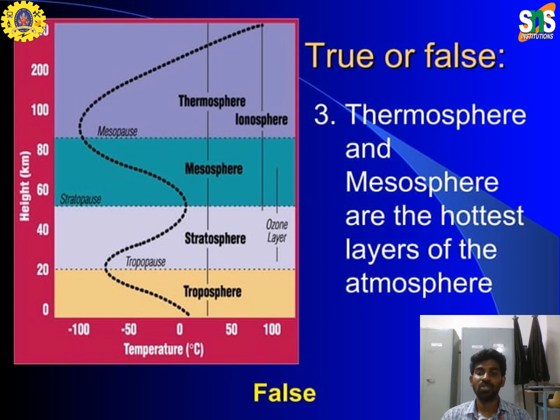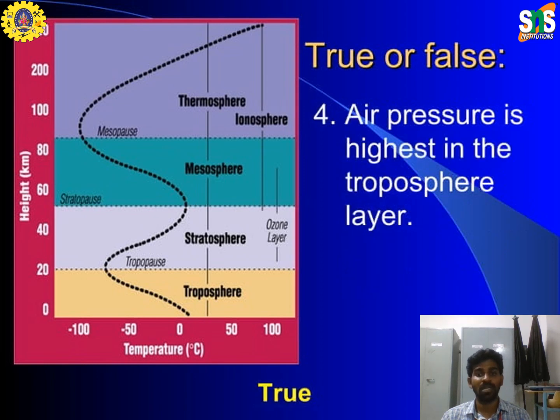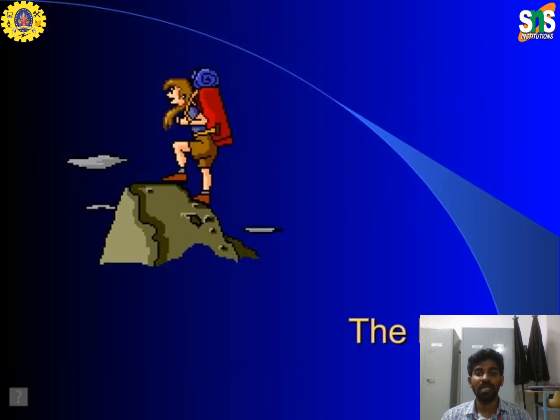And the thermosphere and mesosphere are the hottest layers of the atmosphere. That is also not possible. And air pressure is highest in the troposphere layer. That is possible.